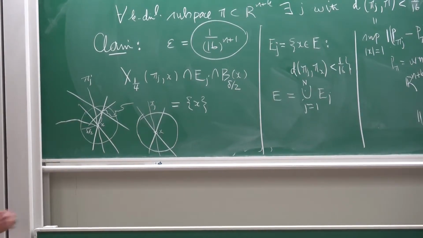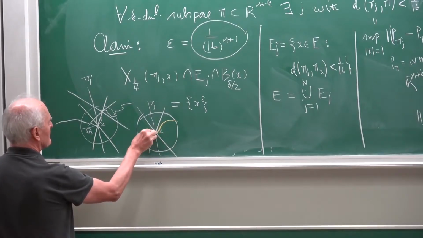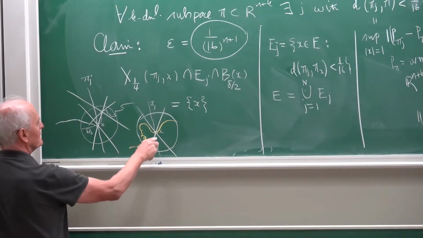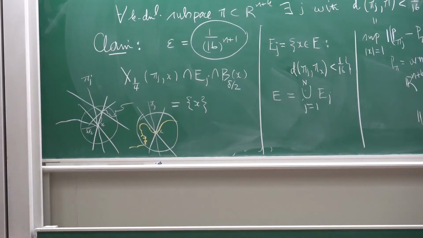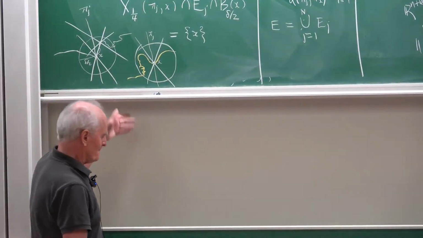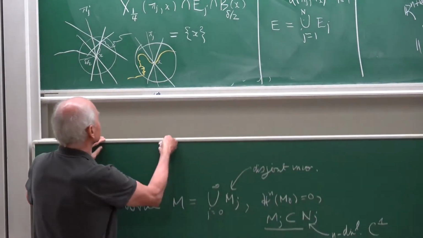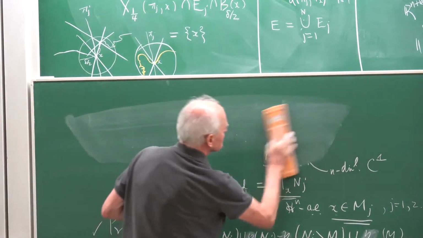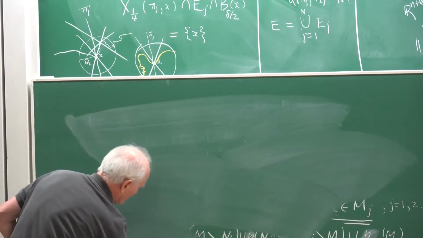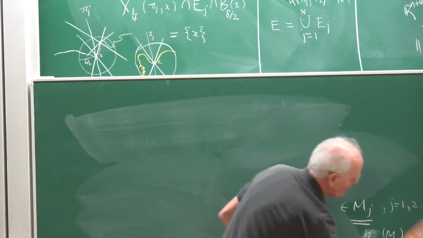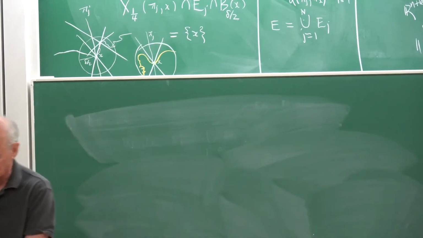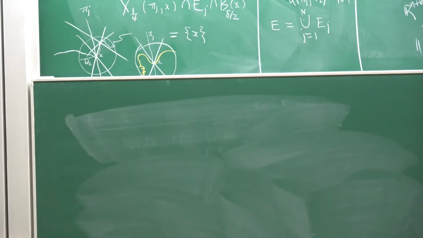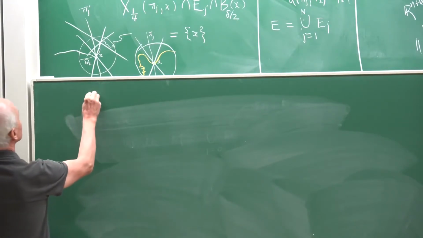Claim is that Ej does this. May look pretty bad, but it doesn't get up inside the cone. That's the claim. Now let's check that. I tried to think of a way of motivating this, but it's better just to state it and then check the proof, and then you see why it's true. So let's check that.